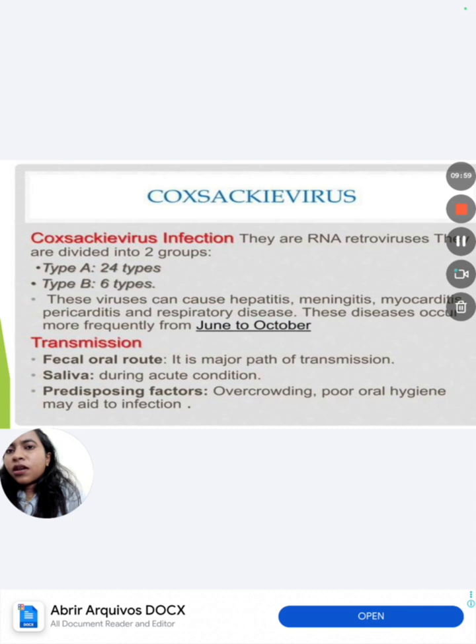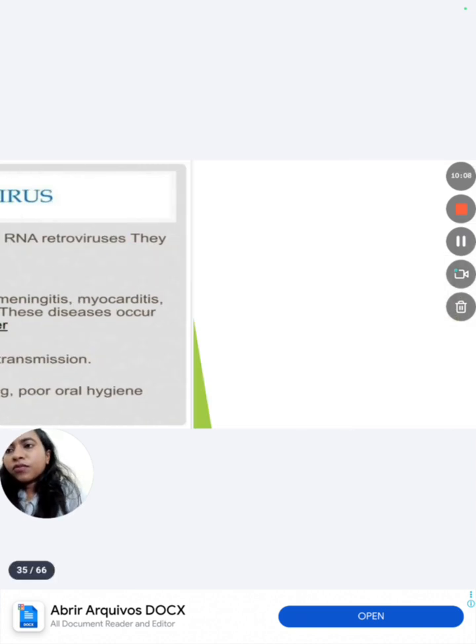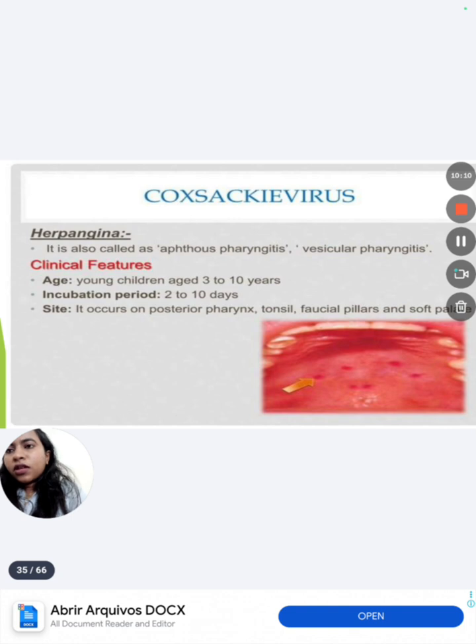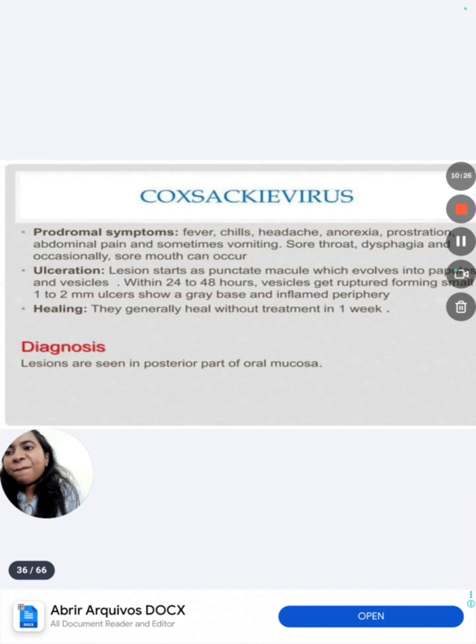Coxsackie virus: they are RNA enteroviruses, divided into type A and type B. Transmission: fecal-oral route, saliva, and overcrowding, poor hygiene. Herpangina is also present, which means vesicular pharyngitis. Age: young children aged 3 to 10 years, incubation period 2 to 10 days. The site is the posterior pharynx, tonsils, and pillars. Symptoms like fever, chills, headache, anorexia will be there.